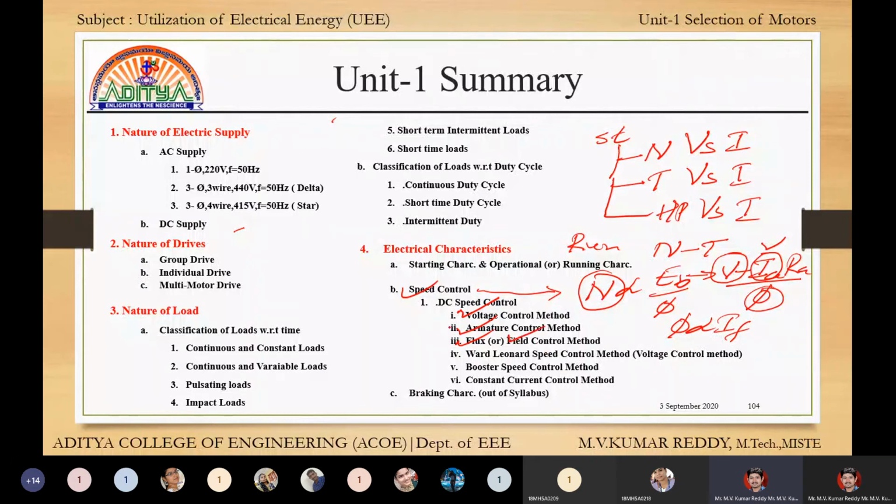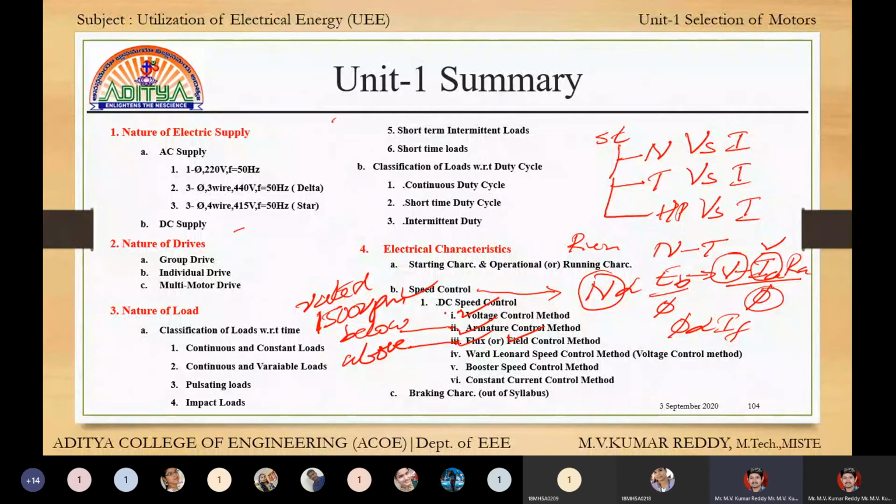Now, for below rated speeds, the armature control method is the best method. For above rated speeds, the field control method is the best method. Here rated speed means 1500 rpm. If it is below 1500, then the armature control method is the best, and above 1500, the field control method is the best.